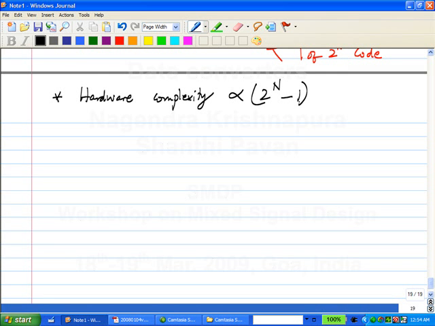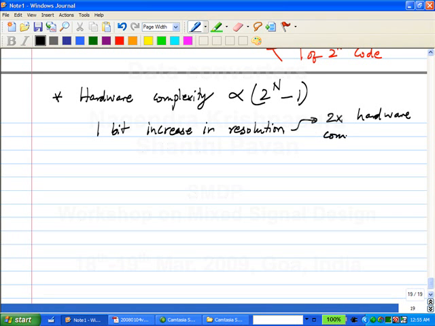If I have the same range, if I reduce the step size by a factor of 2, right, then I will have twice the number of levels, correct? To have twice the number of levels, I need 1 bit extra to represent twice the number of levels. So it translates to an increase of resolution by only 1 bit. So 1 bit increase in resolution requires 2x the hardware complexity. Do you understand? Okay? This is what it means.